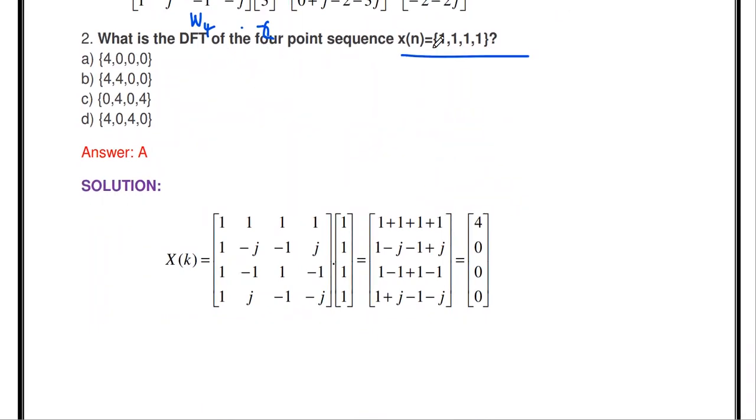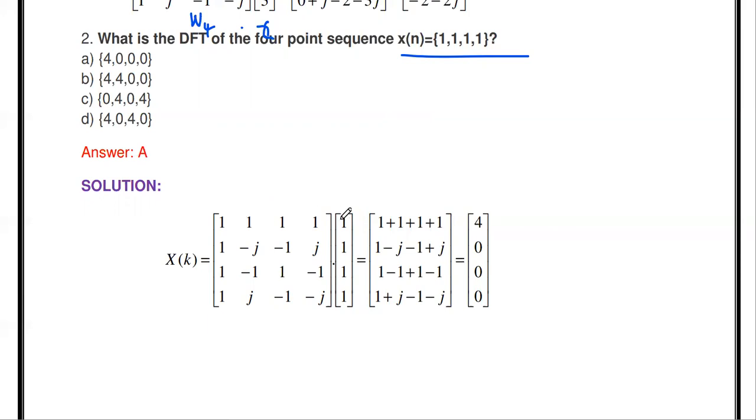x of n equal to 4 ones. Okay. So similarly, similar to the previous problem, the same thing. That is a 4-point DFT answer is calculated by the 4-point twiddle factor multiplied with our given x of n. So you just write this 4-point twiddle factor matrix with this x of n.